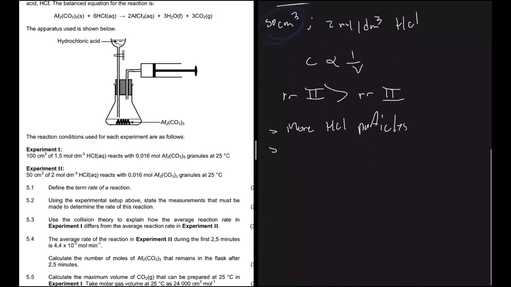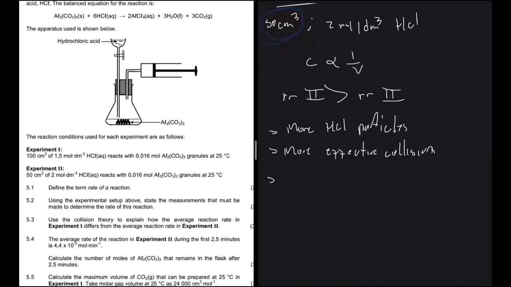And then what does more particles give us? More particles give us more effective collisions, right? And then what will more effective collisions give us? Effective collisions are a prerequisite of a reaction. So the more the effective collisions, the higher the reaction rate. So the reaction will take less time.